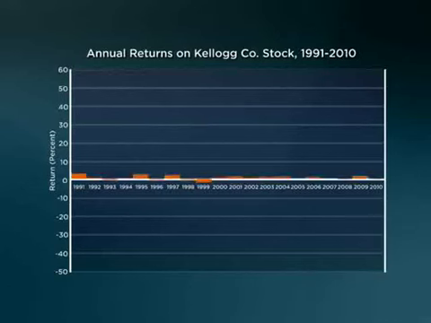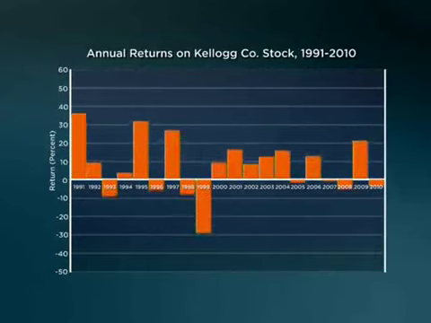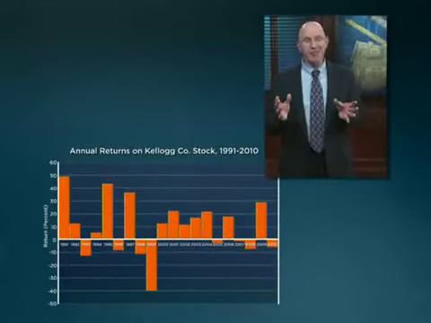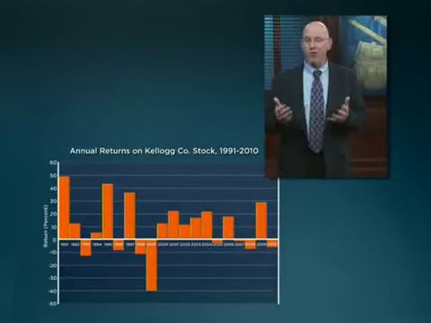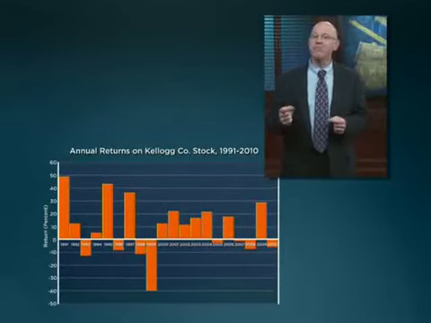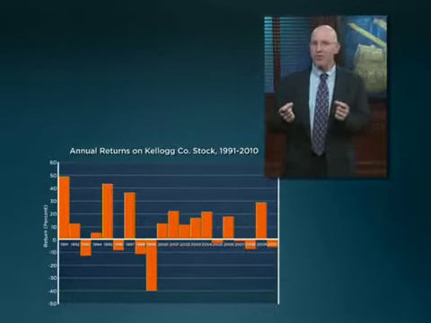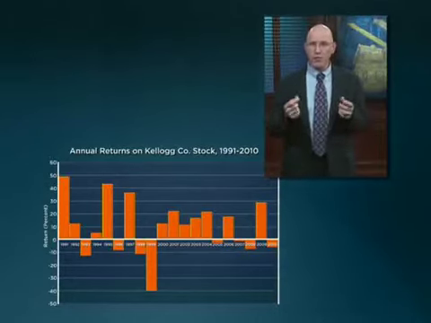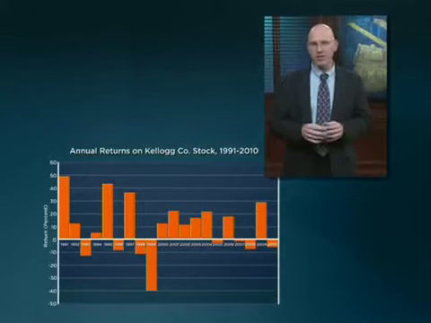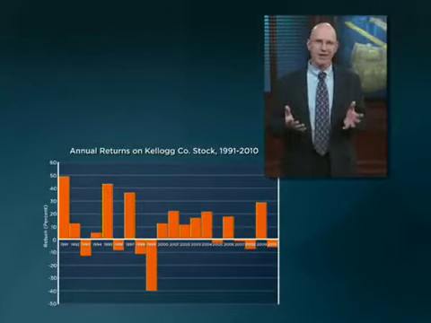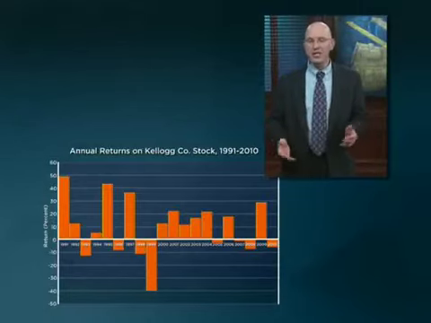Here's a bar graph of what these annual returns look like. Wow, there are some really high returns in there. Two of them are over 40%. But there are also some big negative returns in there too. Three of them were losses of more than 10%, and one of them was almost a 40% loss. Plus, there doesn't seem to be any real pattern there. The returns bounce up and down unpredictably.